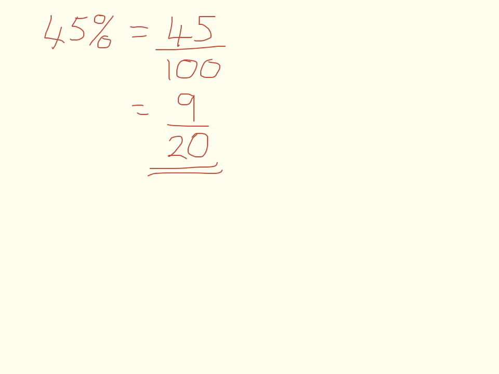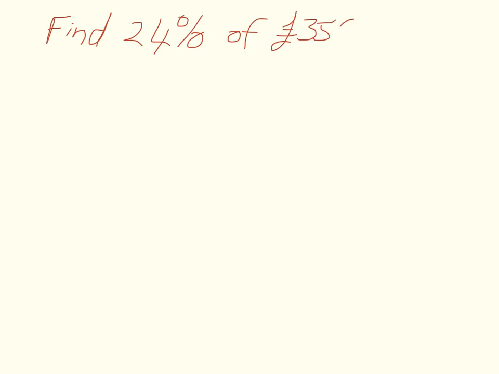And now let's suppose that we want to convert it to a decimal. We simply do 9 divided by 20, so 9 divided by 20 will give us 0.45. So now let's suppose that we want to do something with our percentages. So let's suppose that we want to find 24% of £350.